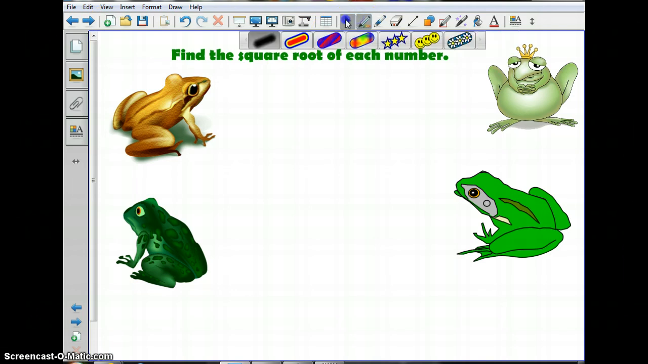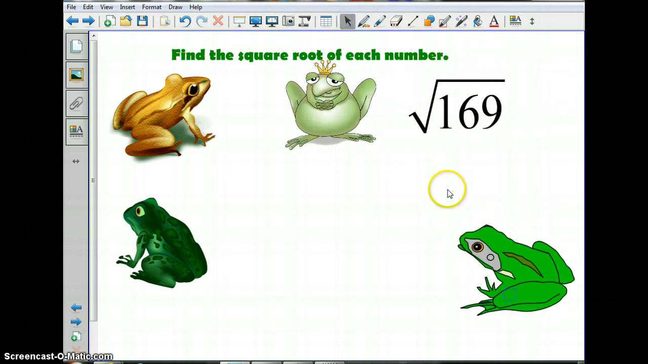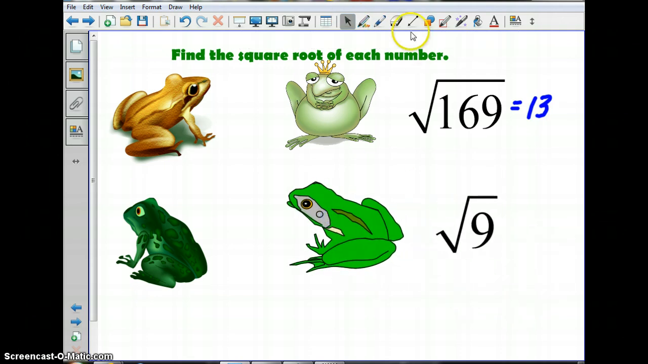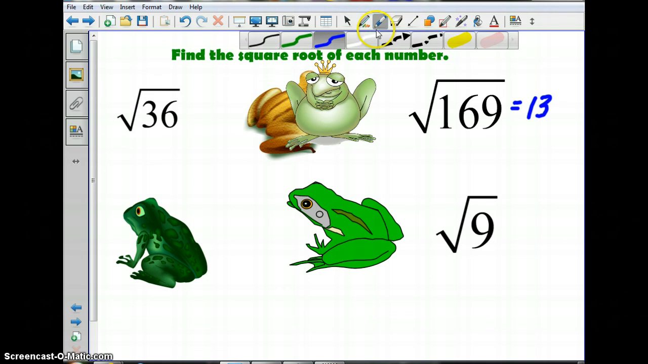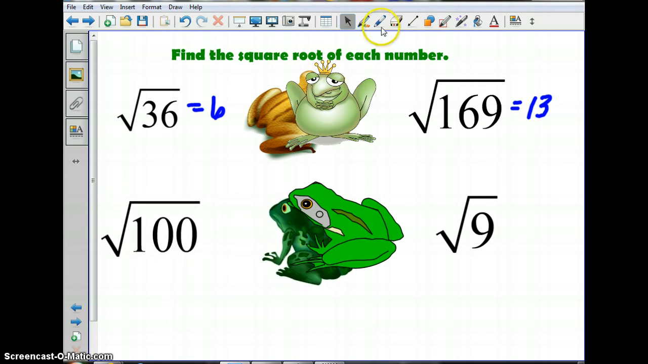So find the square root of each number. Let's look at this one here. 169. Now that one's tough. And also, you can find the square root button on your calculator if you have one. But the correct answer here is 13. 9, we already went over, was 3. 36, you guys have an idea for 36? 6. What about for 100? We talked about that one. It was 10. Very good.